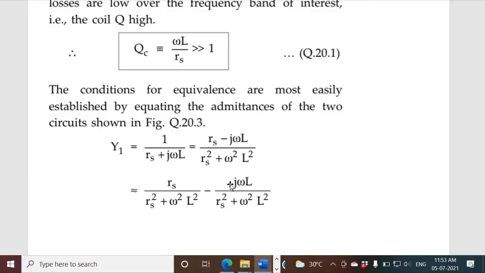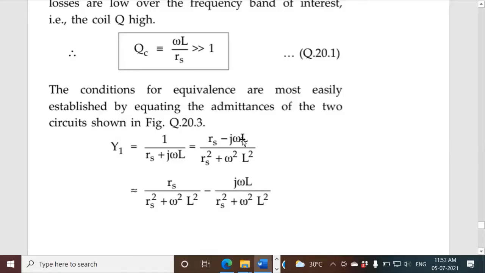Now you can see the denominator has a real part and an imaginary part. So we rationalize the denominator. How to rationalize the denominator? Multiply the denominator with its conjugate. The conjugate is Rs minus j omega L. So we multiply and divide this term with Rs minus j omega L.